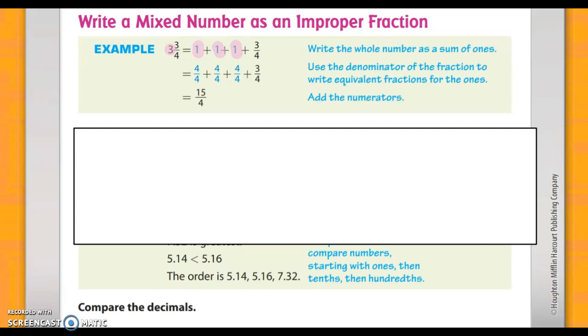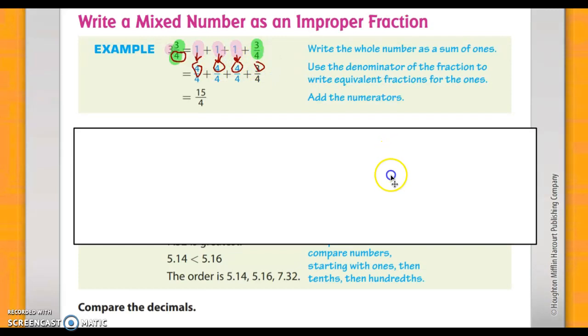And then notice, I think I'll change color here. Notice the 3 fourths, it's just found as 3 fourths. Now let's go check out these ones right here. Each of these ones is equal to 4 fourths. The reason why they're equal to 4 fourths is because our denominator is fourths. Remember our denominator being a 4? So now we just have 4 fourths plus 4 fourths plus 4 fourths. That's 4, 8, 12, plus 3 is 15. So the total is 15 fourths.